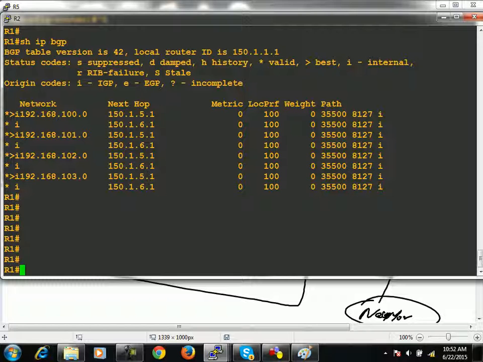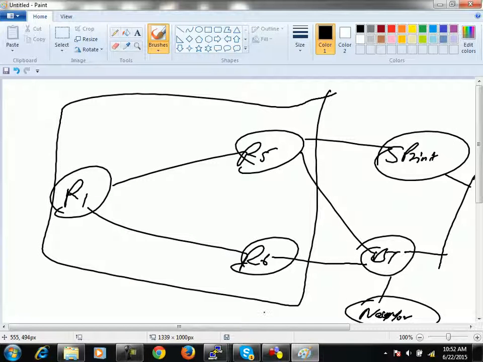So I hope that you people have understood all these things, right? So see, once again its best path is via R5. Now the question is why has it defined its best path via R5. For R5, its best path was via BT. The reason was AS path. Because via BT it was required to cross only 2 ASs, whereas via Sprint it was required to cross 3 ASs. So R5 defined its best path via BT due to the AS path attribute.